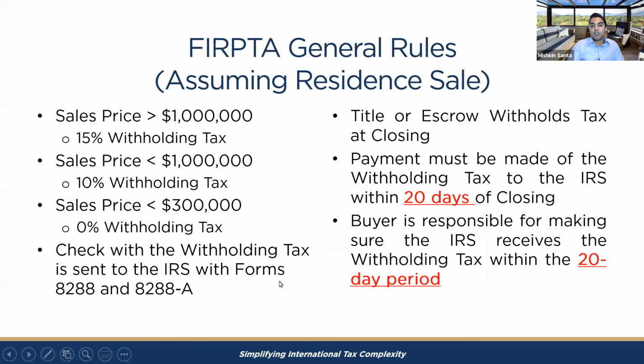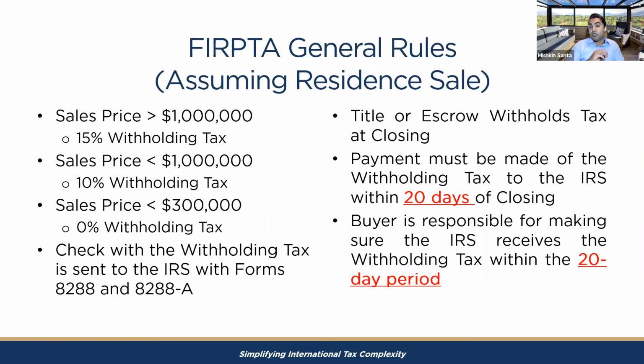Okay, so again, this just summarizes on the left-hand side what I just said. If the sales price is more than $1 million, it's a 15% withholding tax. If it's between $1 million and $300,000, it's 10%. And if it's less than $300,000, it's 0%.